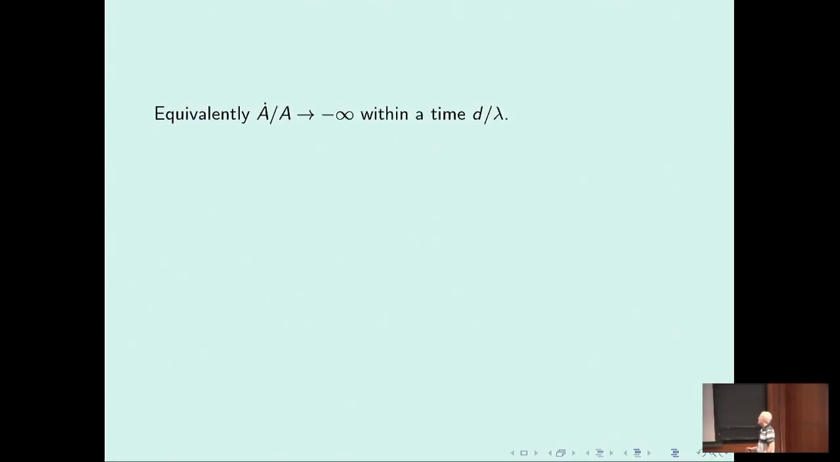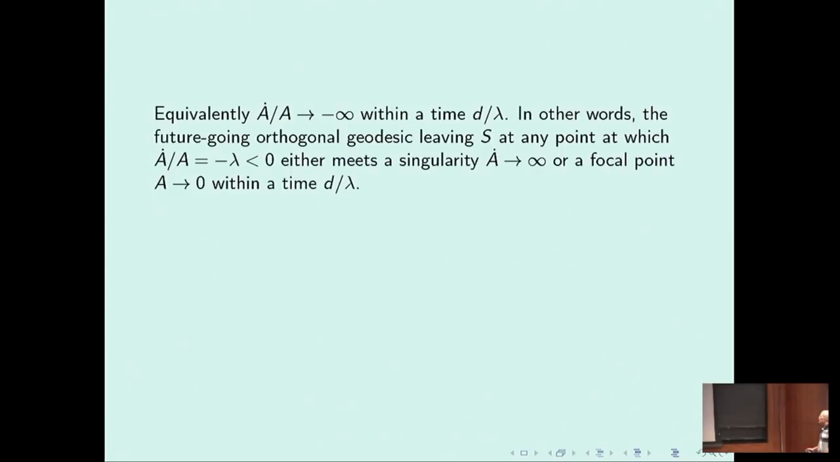So equivalently, A dot over A goes to minus infinity within a known proper time along the orthogonal geodesic. In other words, the future going orthogonal geodesic leaving S meets a focal point where A goes to 0 or a singularity where A dot goes to infinity within a proper time d over lambda. If you're more careful, you can show it meets a focal point before it meets a possible singularity. I won't actually show that.